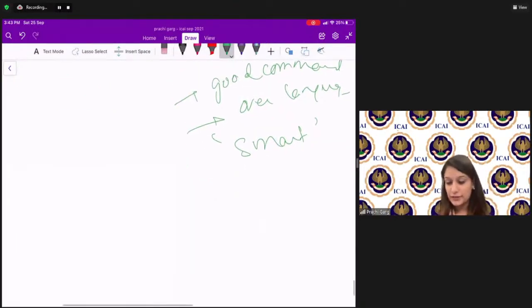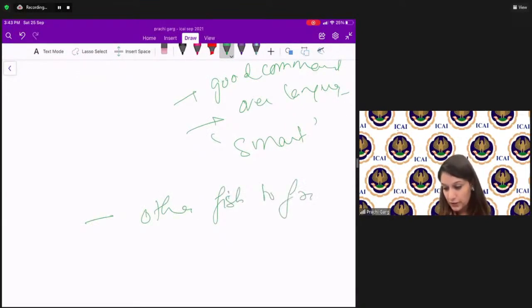Other fish to fry. For example, I have other fish to fry. Okay. Other fish to fry means that I have another important work to do. If I say, quickly get done with this, we have another fish to fry, that means I'm saying that whatever task we're doing right now, we need to quickly finish this because we have another important task to do. Not just another task, but an important task to do, right?